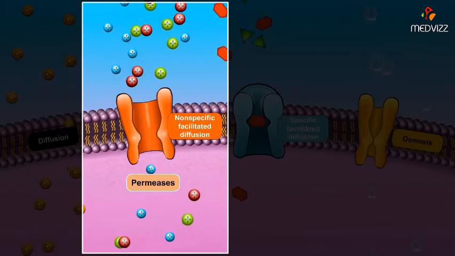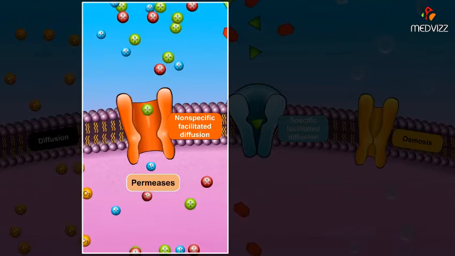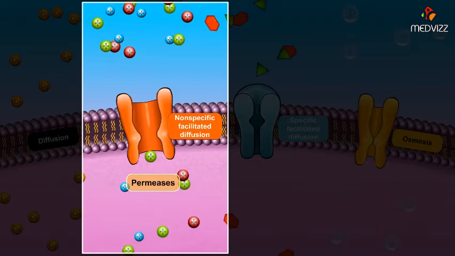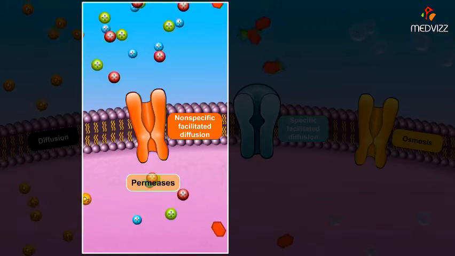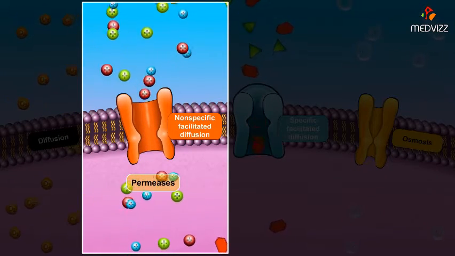In the case of nonspecific facilitated diffusion, these permeases allow a wide range of molecules that meet charge or size criteria to pass through their channel.